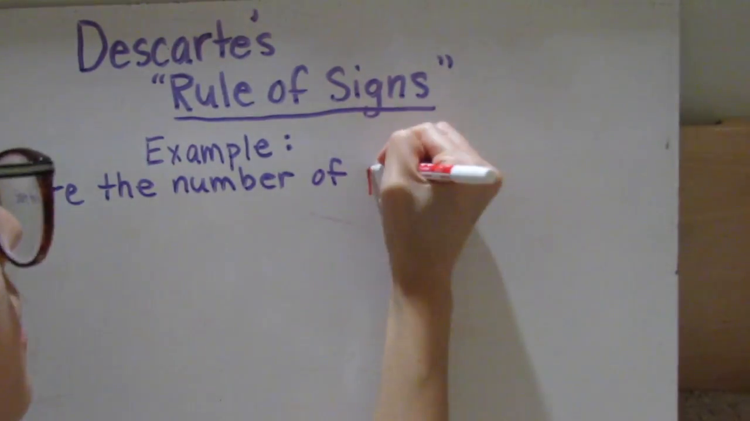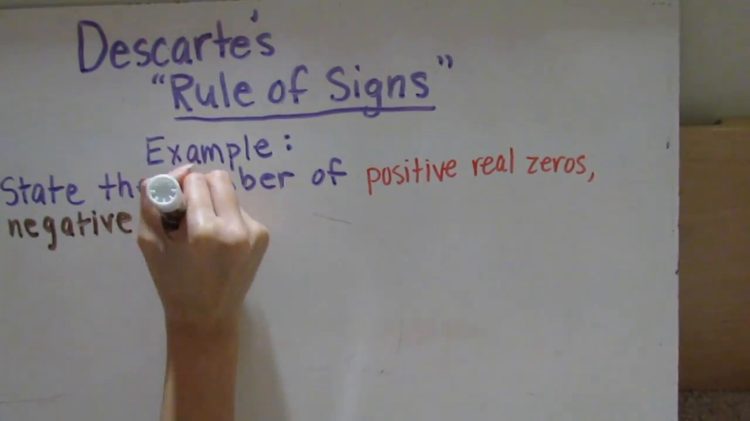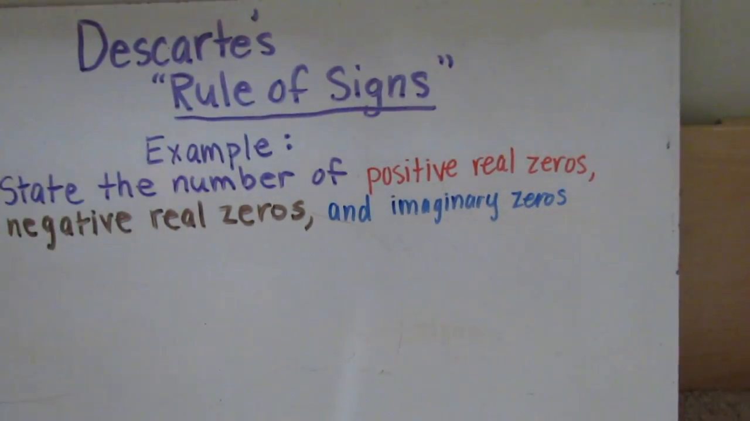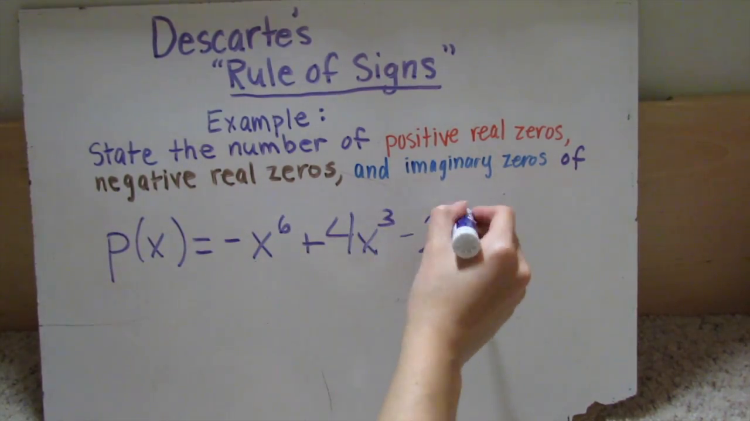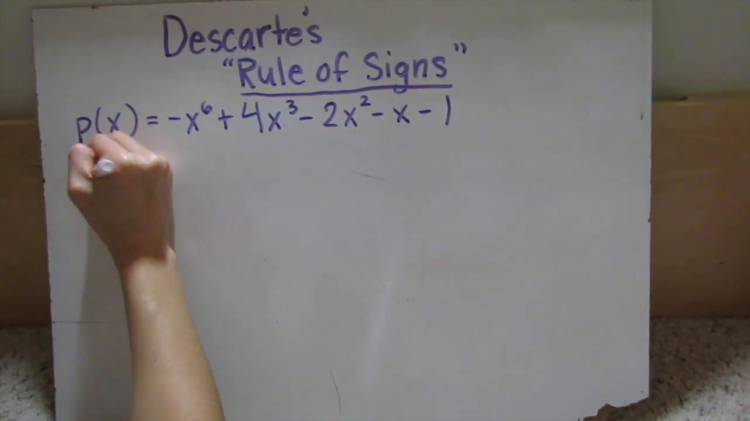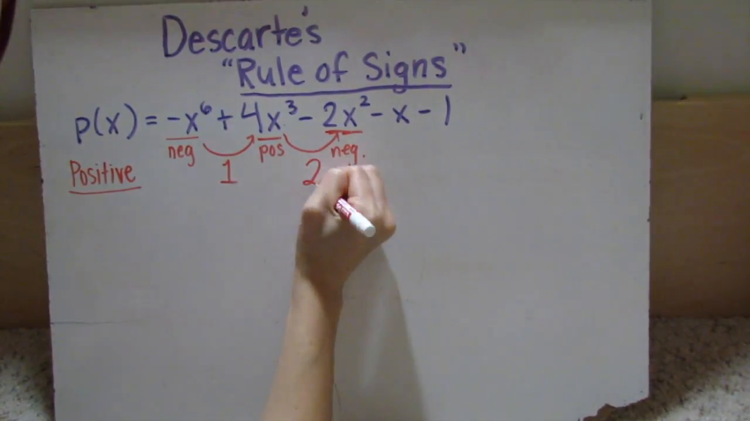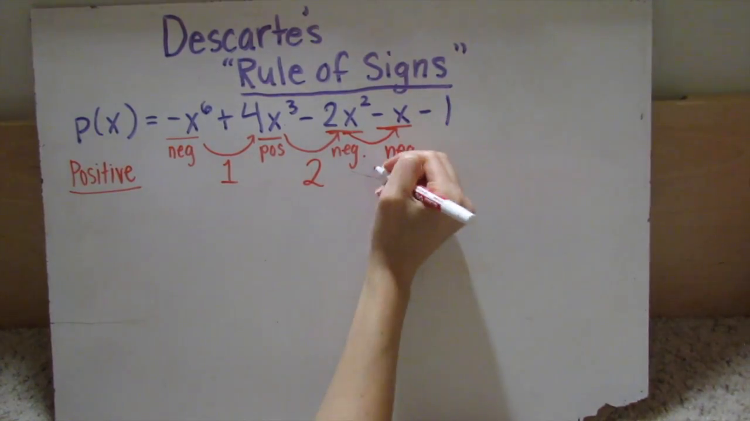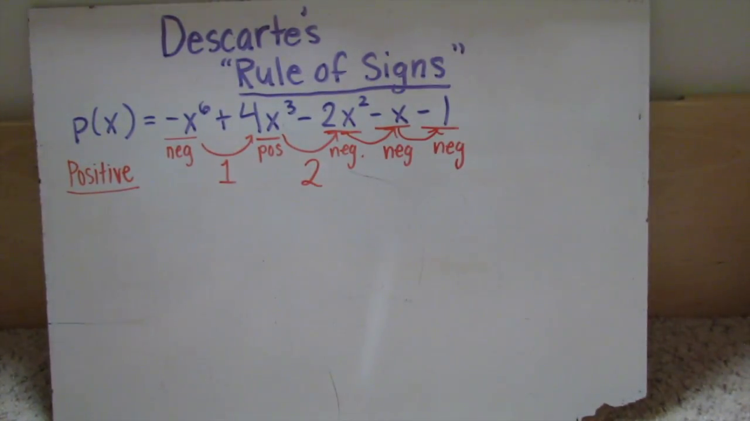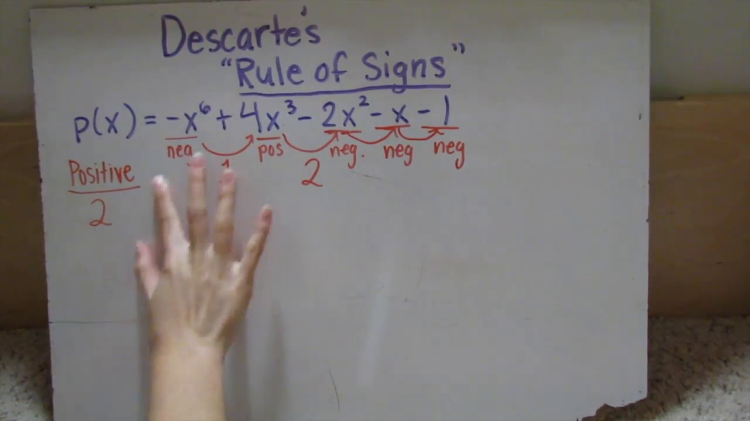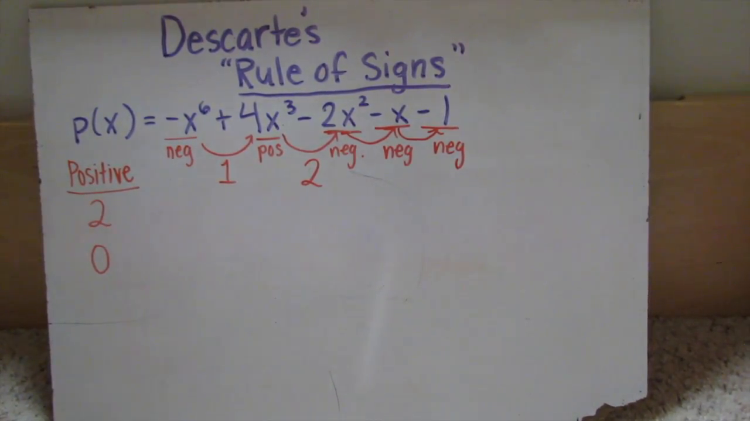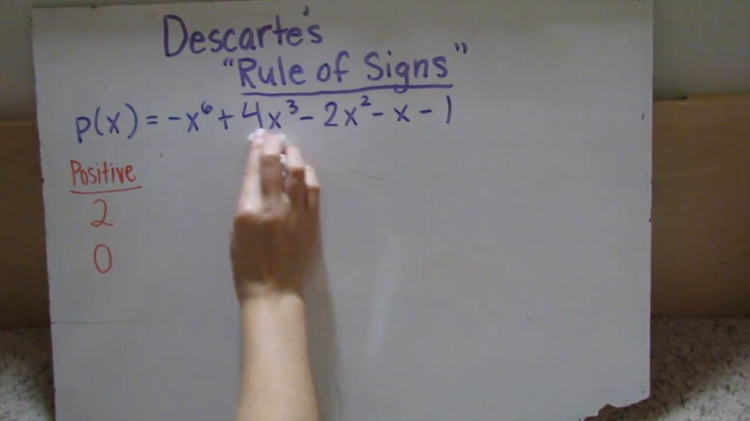You might get a problem where it asks you to state the number of positive real zeros, negative real zeros, and imaginary zeros of a particular function, like this one. In order to find the number of positive real zeros, you're going to count the number of sign changes between each term. So in this function, there's only 2, which means you might have 2 real zeros, or you might have 0, because if you take 2 and subtract an even number, 2, then you get 0.